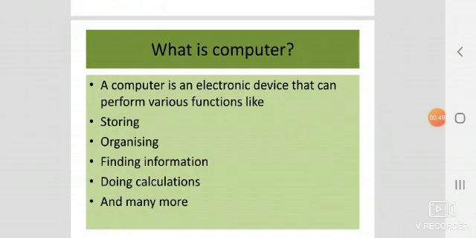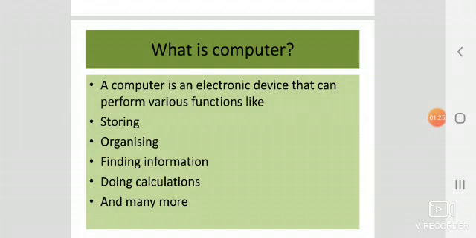Let's see the definition of a computer. A computer is an electronic device that performs the functions of storing, organizing, finding information, and doing calculations, and many more. Now, why is the computer called an electronic device, or what do you mean by the term electronic device? Students, electronic device means that a computer is made up of electronic components and uses electricity to operate.